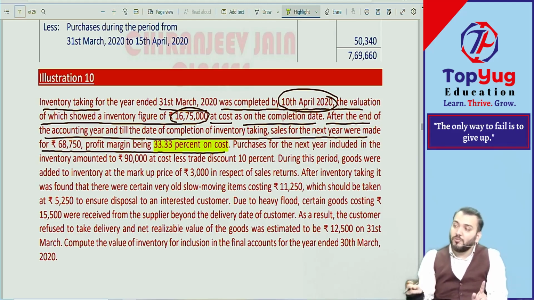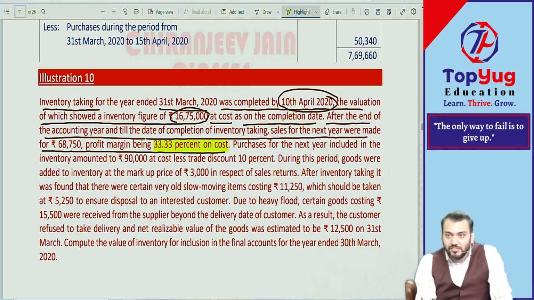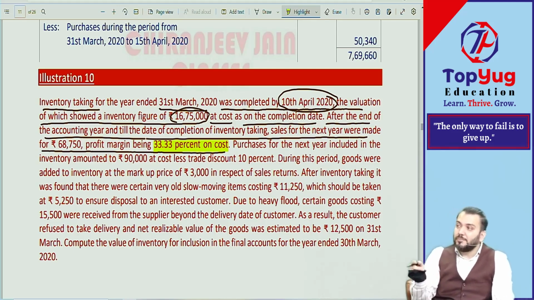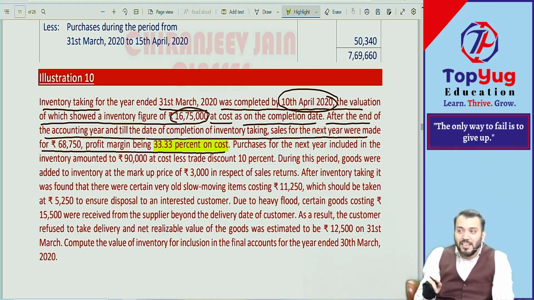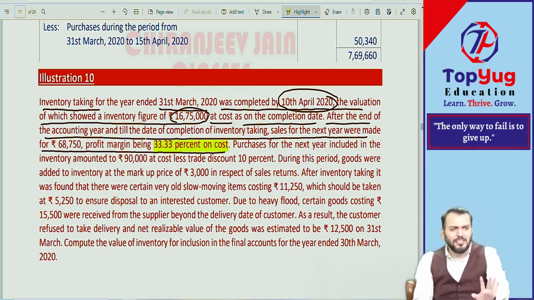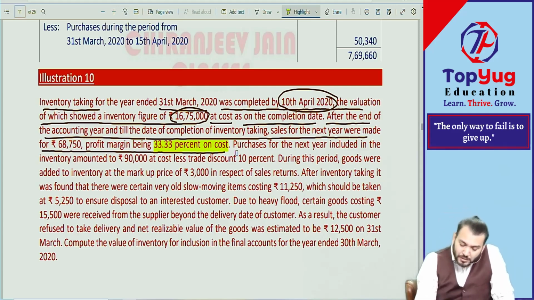So now it is given GP margin on cost, but we want GP margin based on sales. 33.33% means 1 by 3 of cost, which means 1 by 4 of sales. Bas, done. Correct? Are you able to understand? Correct.